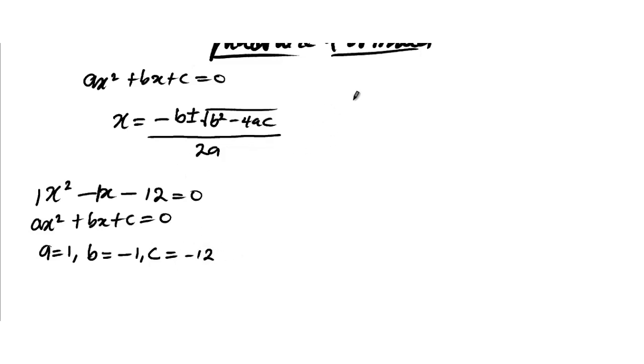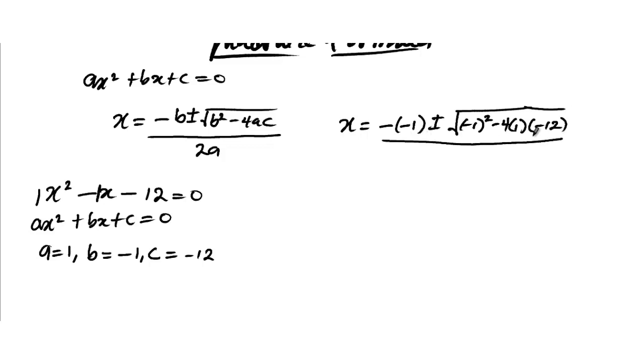So x will now be minus b, that is minus into bracket minus 1, because b is minus 1. Then we have plus or minus square root of b squared, that is minus 1 squared, minus 4 into bracket a, that is 1, into bracket c, that is minus 12. Everything over 2a, that is 2 into bracket a, which in this case is 1.